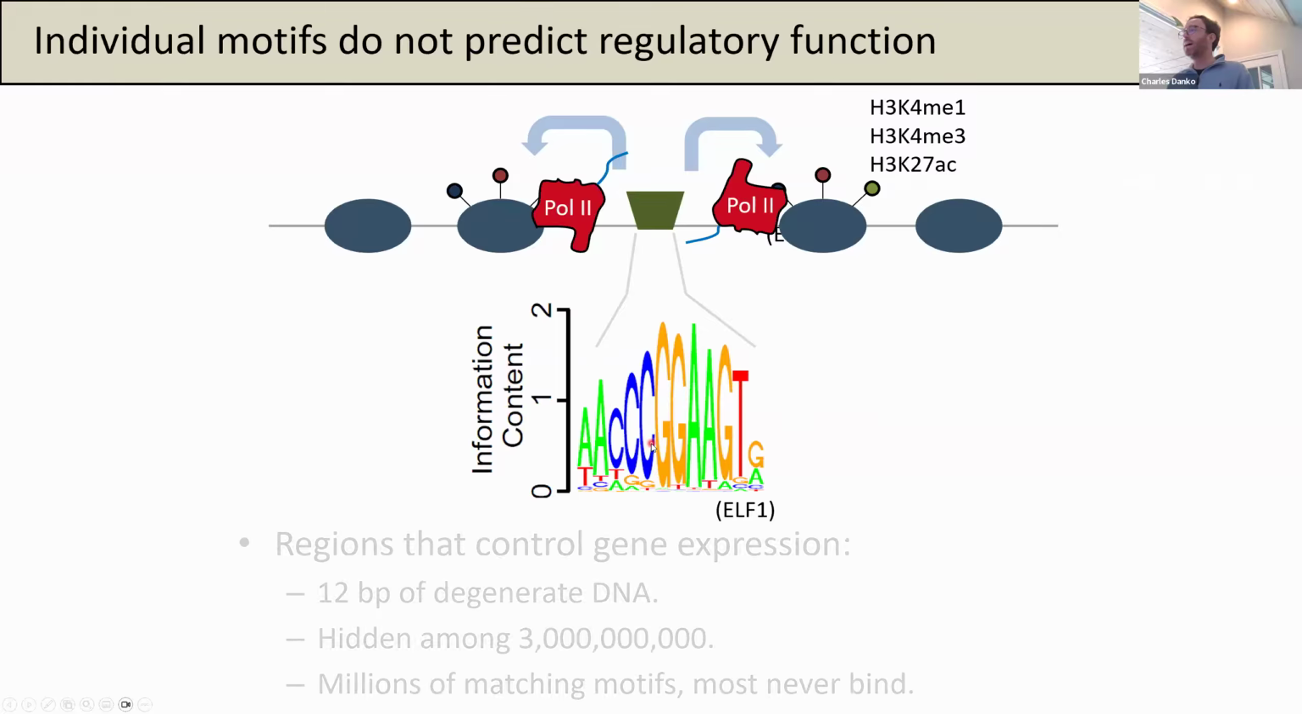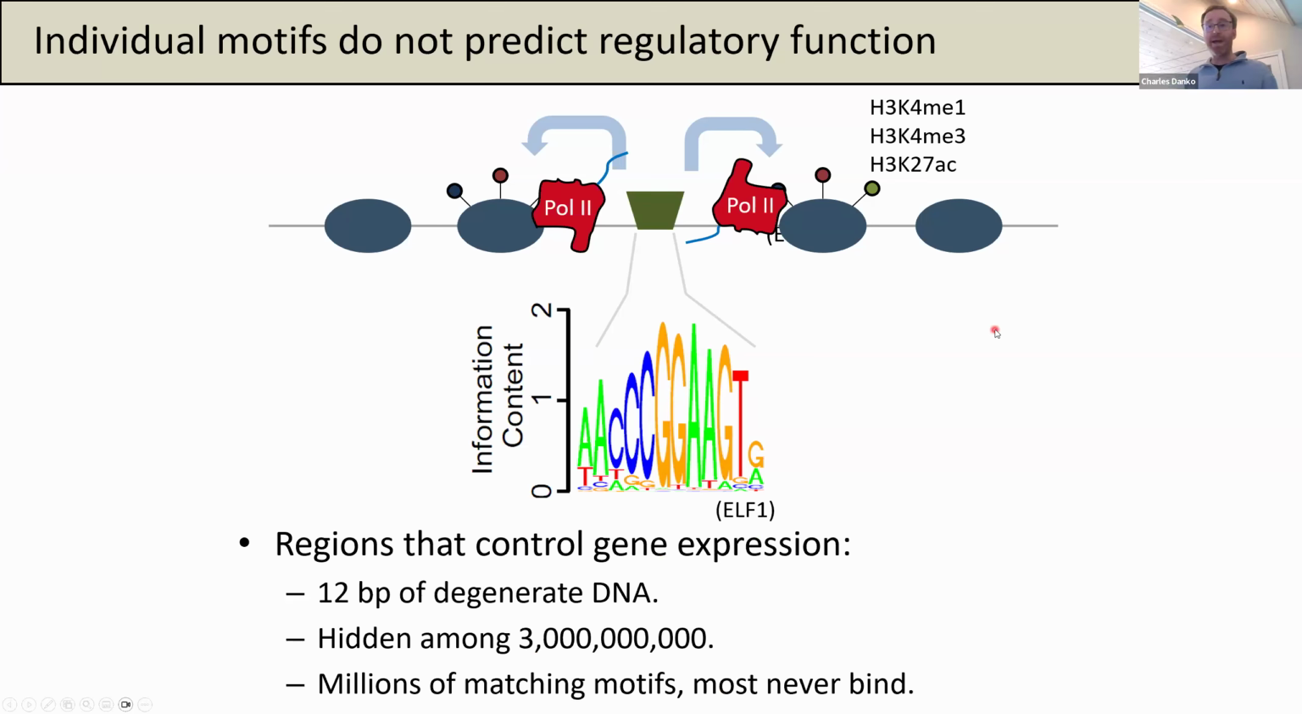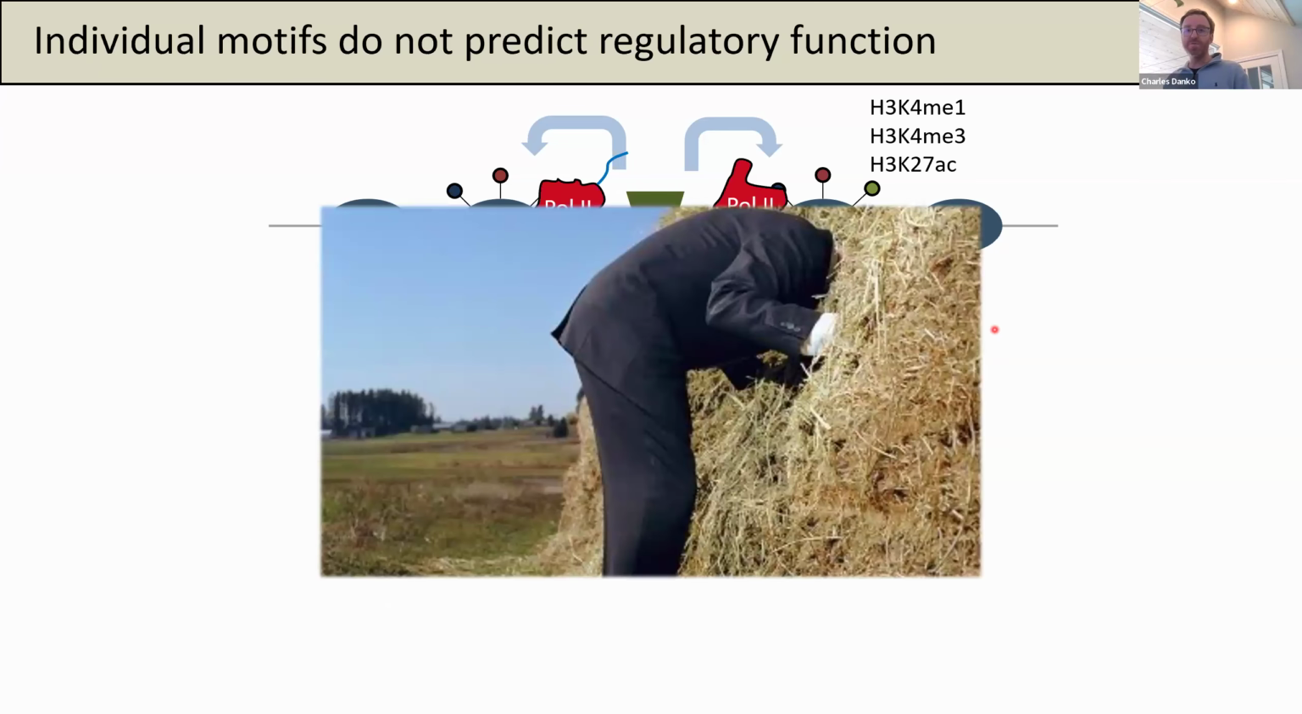And so as a result, even though this is 12 base pairs of DNA sequence size, there's actually only about 6 base pairs of information contained within the sequence motif. And it's hidden among a genome of roughly 3 billion nucleotides. So depending on where you put your threshold, there could be millions of motifs that match, and most of them never bind ELF1 at all. And so you're sort of left with this needle in the haystack problem where you're not sure which ones are real and which ones are not. And so does DNA sequence even have the information content to encode these regulatory programs at all?